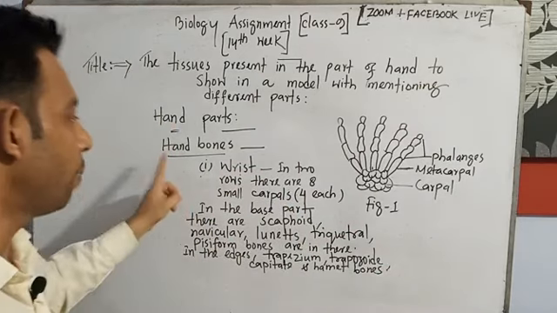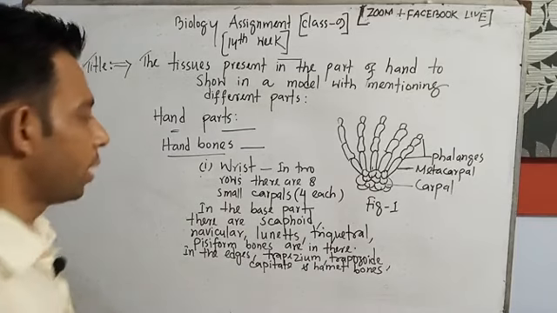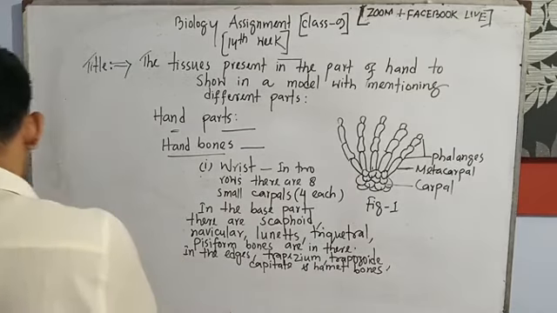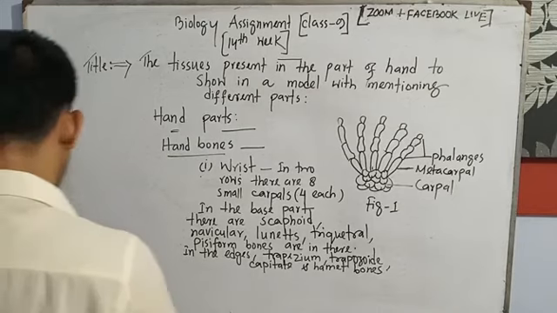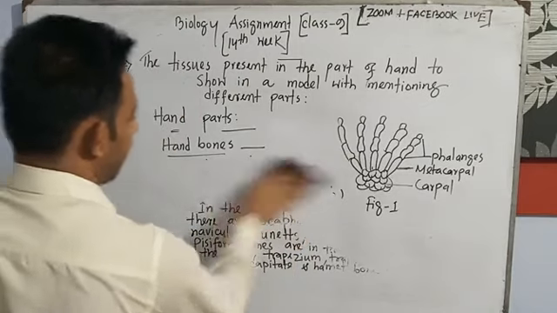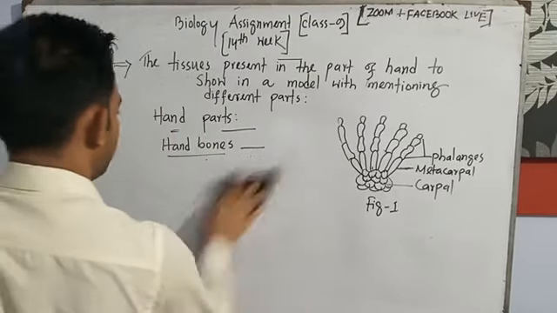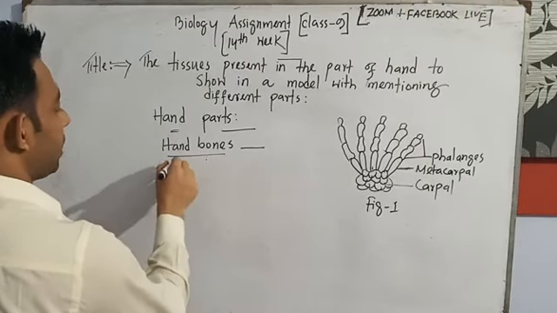In the first part, you can write hand bones, or bones in the hand. First one, the wrist, we already understood. Second one, we will go through the palm. Then after that we will try to understand about the palm. It is not a big assignment, but it must be done properly. The second one is the palm.